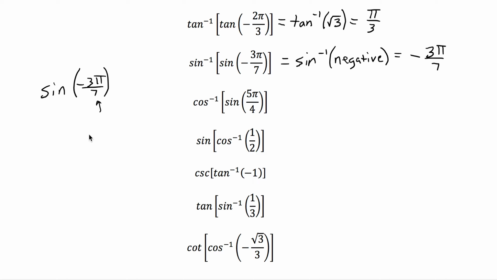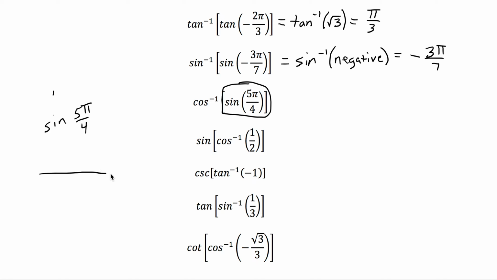All right, so let's look at the next one. So we're going to start inside. I need to figure out, first of all, what sine 5 pi over 4 is equal to. All right, so I'm going to draw it first, 5 pi over 4. This is pi over 4, 2 pi over 4, 3 pi over 4, 4 pi over 4. Okay, here's 5 pi over 4 right there.